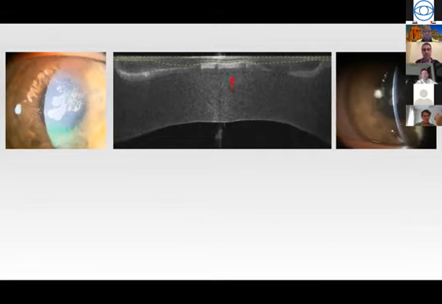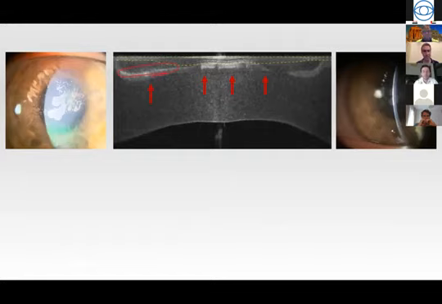And as you see here, this is the flap. The flap is the black line you see here. This is the interface, I'm sorry. And those are the epi ingrowth. If you see even peripherally, it's the same. Interestingly, this is an ingrowth that went through the stroma, but not the interface.